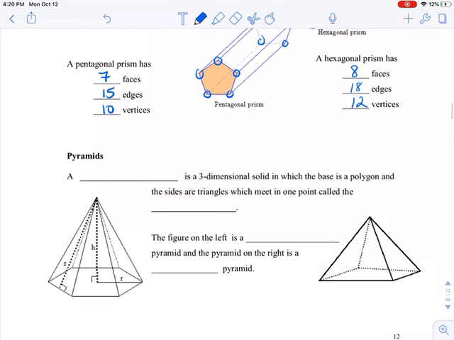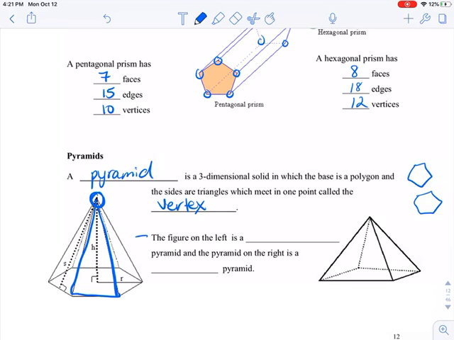So those are prisms. Then we're going to get into pyramids. Now a pyramid is a three-dimensional solid in which the base is a polygon. That means a many-sided face, so a pentagon or a hexagon, etc. But all these triangular faces meet at one point. And that point is called the vertex.